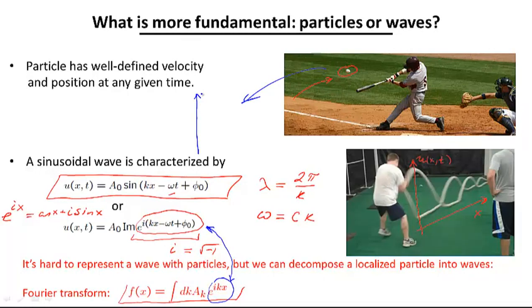In particular, we can consider, let's say in this case, a function f of x which has a very sharp peak with some narrow spread, width delta x, around this location. And if this is our f of x, we can represent it in terms of these waves, and this would be a decomposition of a particle-like entity into waves.